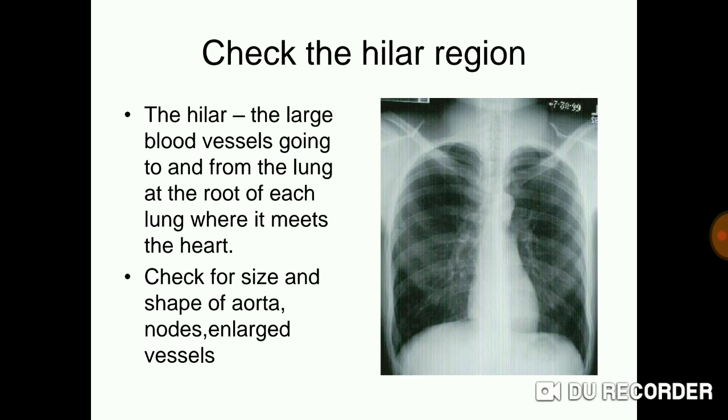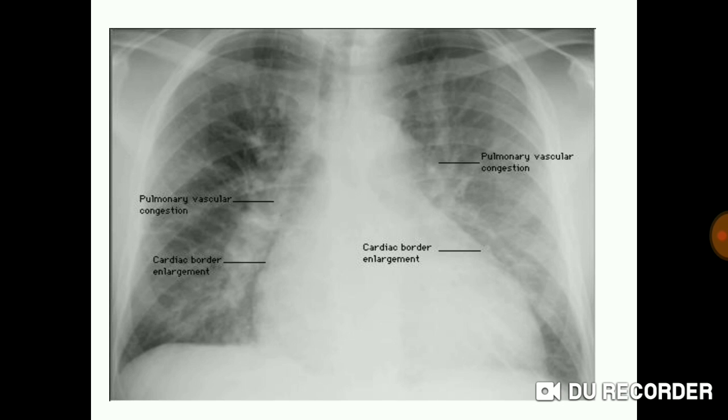Check the hilar region. The hilar region is the large blood vessel going to and from the lung at the root of each lung where it meets the heart. Check the size and shape of the aorta, nodes, and enlarged vessels. You can see pulmonary vascular congestion and cardiac border enlargement. You can see in this picture pulmonary vascular congestion and cardiac border enlargement.